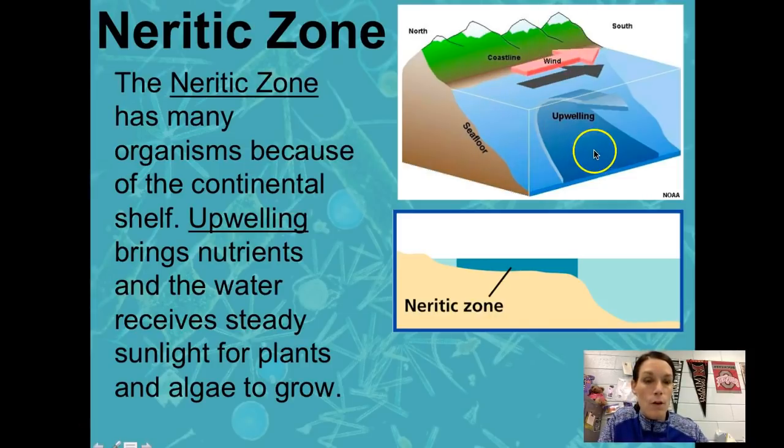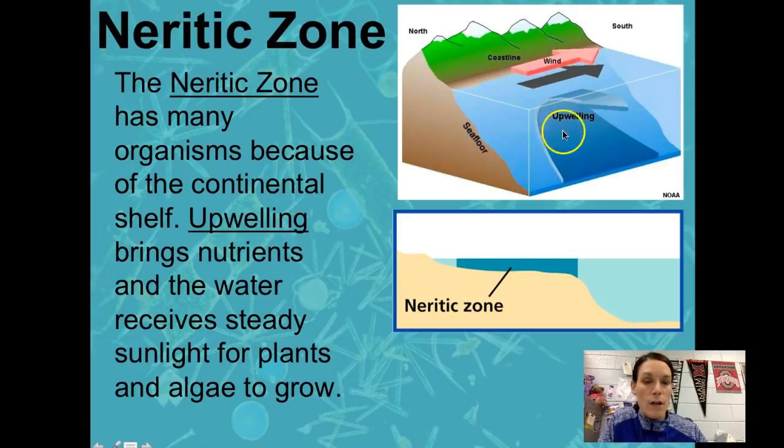We have cold water at the bottom of the ocean, right? This diagram is showing you that upwelling is going to come upward and bring nutrients. It's going to allow for plants and algae to grow because of the sunlight at the top. And then we have this continual churning that's happening, which takes those nutrients back down to the bottom of the ocean.